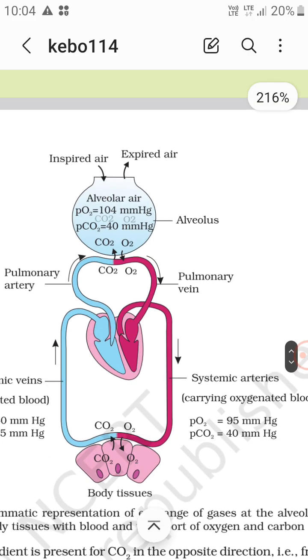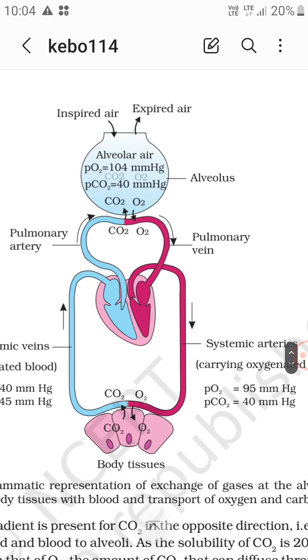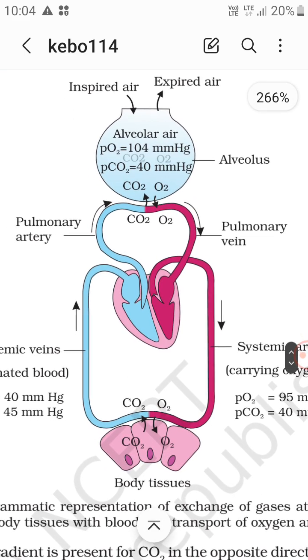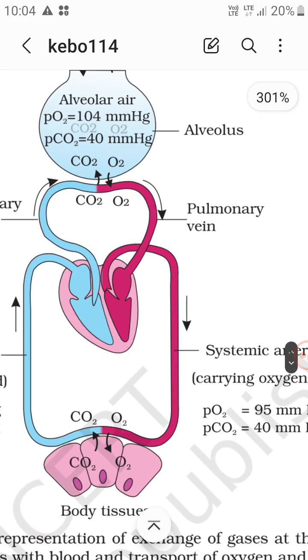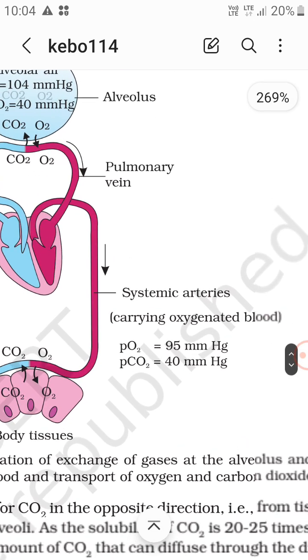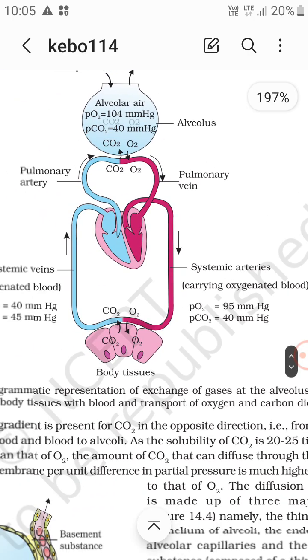Now you can see, on the right hand side there is a pulmonary vein that joins the left atrium. In our heart it's like opposite, right and left. Pulmonary vein, this side is the left side, right? So left atrium, and then left ventricle, then it goes to the systemic arteries, which carry oxygenated blood, with PO2 of 95 mmHg and PCO2 of 40 mmHg.